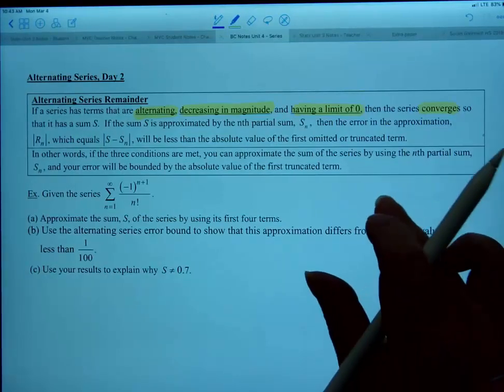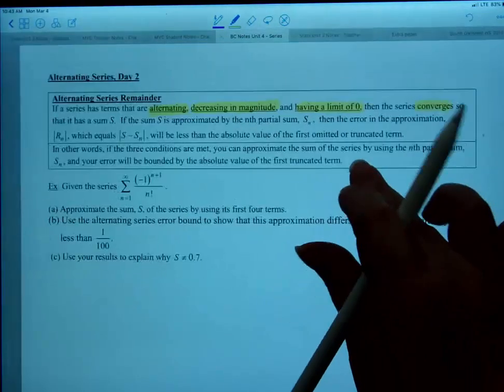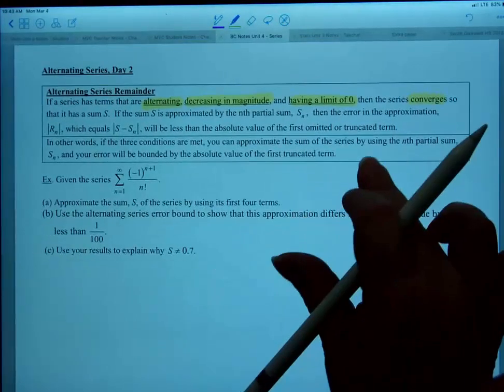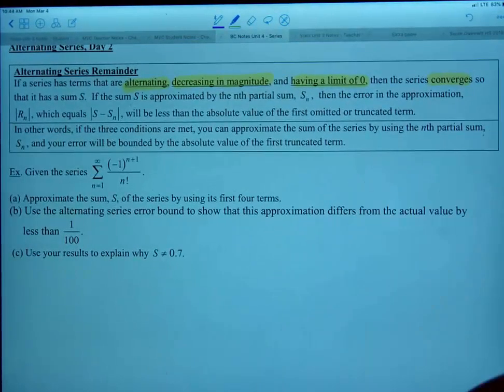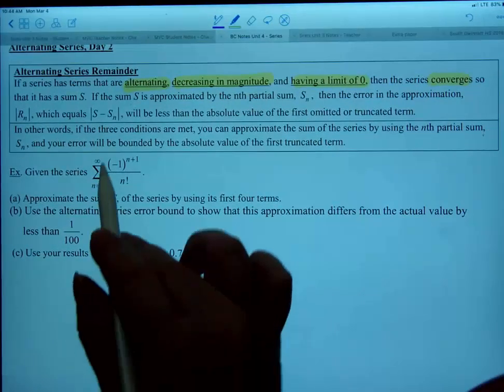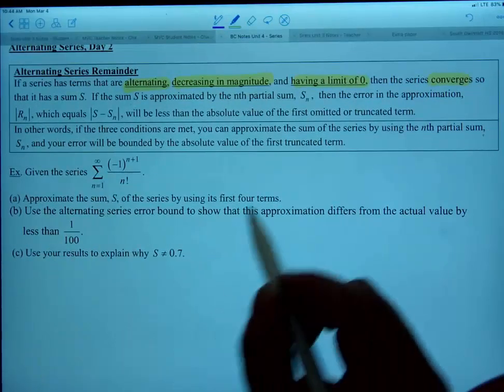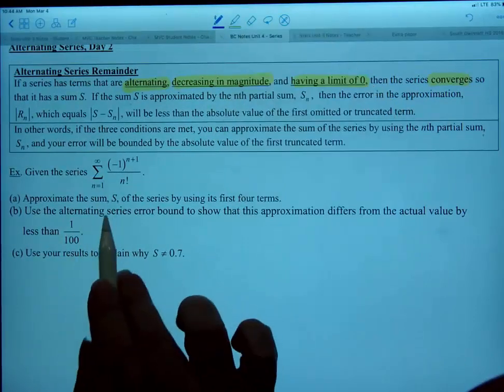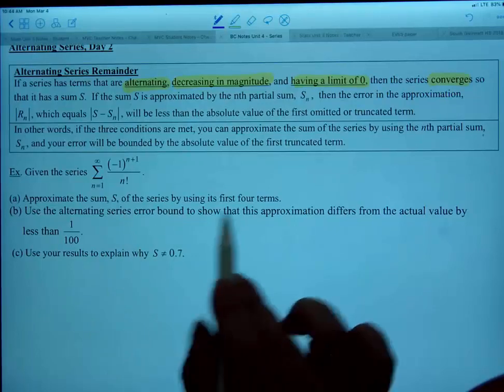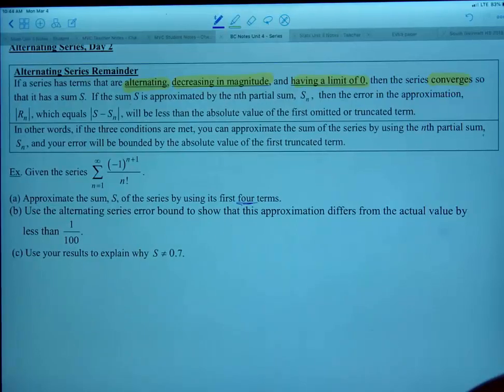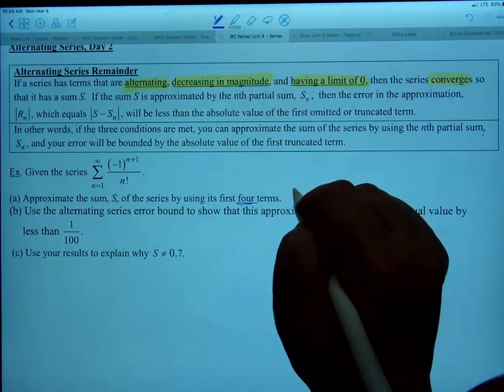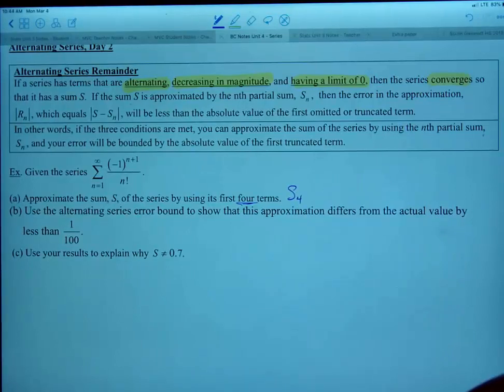All right. So let's take a look at this first example. We have negative 1 to the n plus 1 over n factorial, starting at 1 and going to infinity. Part A says approximate the sum S of the series by using its first 4 terms. So we call that S sub 4. When you put a little 4 at the bottom, that means you're going out 4 terms. If you put a little 6, you're going out 6 terms, etc.